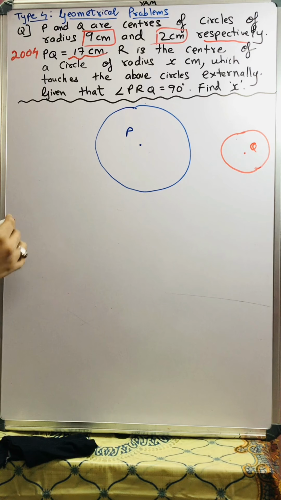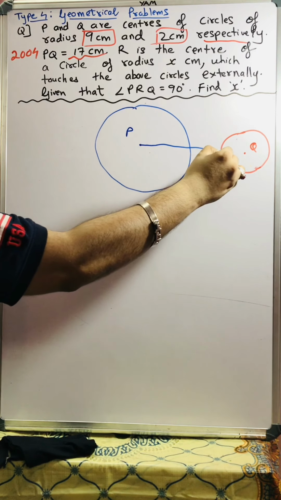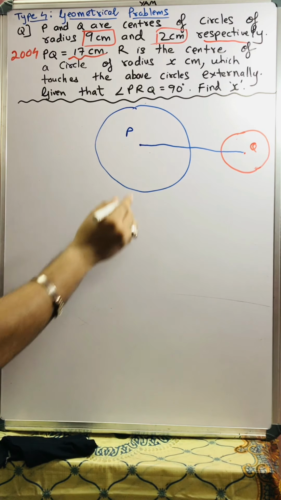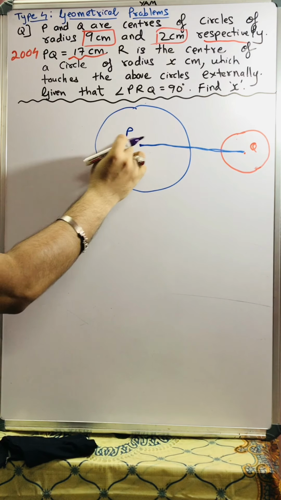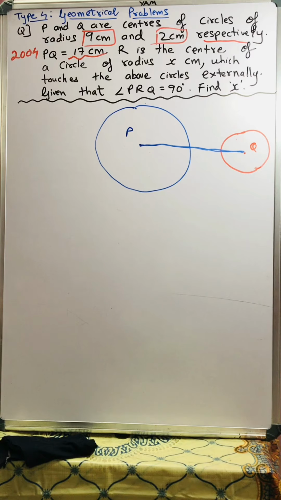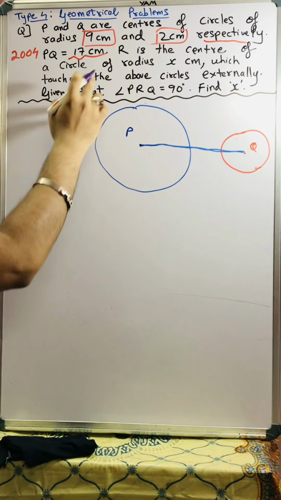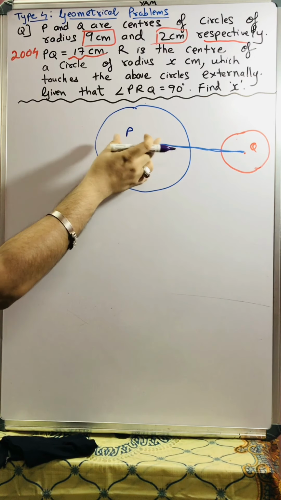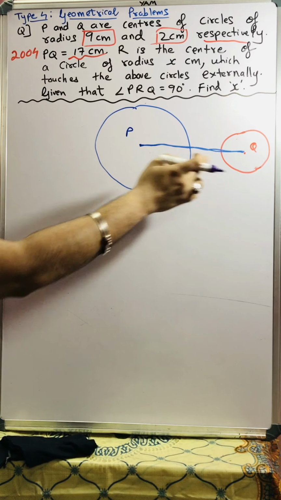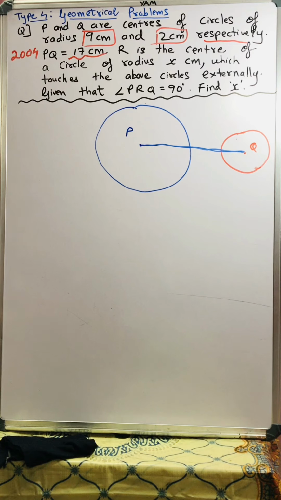Now I am joining their centers. If I join their centers, I'll form PQ. This is PQ. Now students, see this over here. Reading further, of course we know that the radius of this circle is 9 centimeter and the radius of this orange circle is 2 centimeter. Now PQ is 17 centimeter.